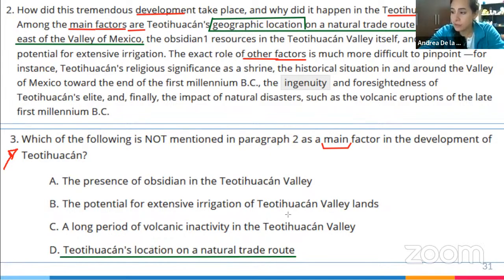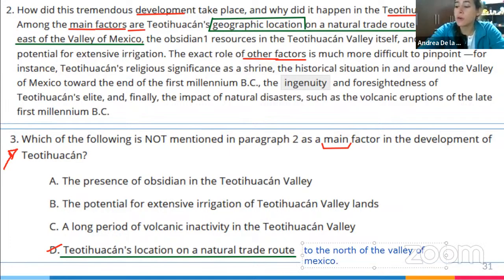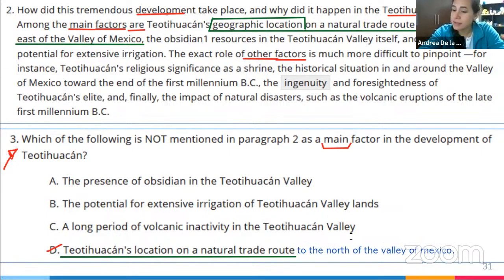Now, before eliminating this option, we have to double check that everything is correct and makes sense. So Teotihuacan's location on a natural trade route, is it true? Yes. So it's perfect. Now, what happens if you have the option that says Teotihuacan's location on a natural trade route to the, I don't know, north of the Valley of Mexico? That could also happen sometimes. In that case, you couldn't eliminate that option because they don't mention the north of the Valley of Mexico, right? They mention the south and east.